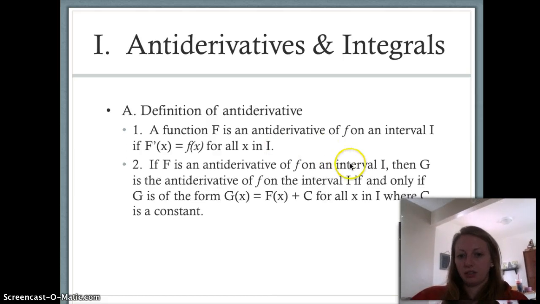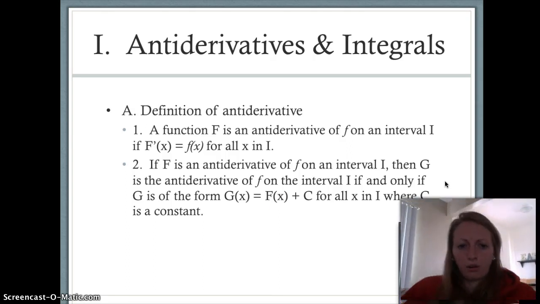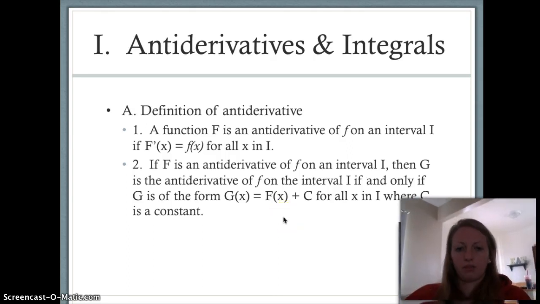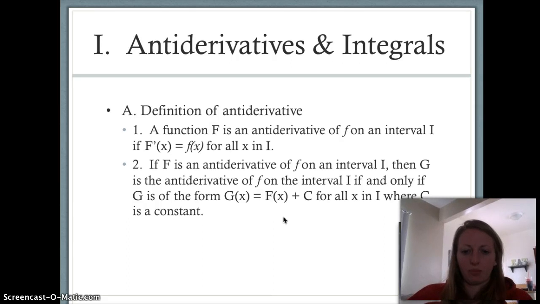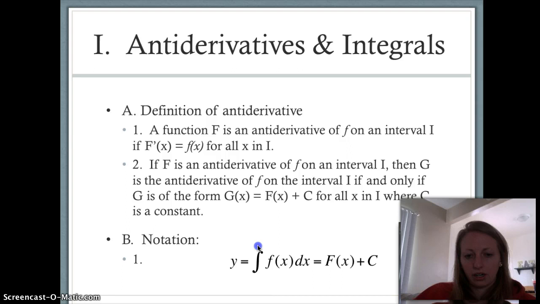Two, if F is an antiderivative of f on an interval I, then G is an antiderivative of f on an interval I if and only if G is of the form G of x equals F of x plus c for all x in I, where c is a constant. I know that's a lot of words and it's probably kind of confusing. Like always, we will be doing examples to work through it to see what exactly I mean by that. So, notation.